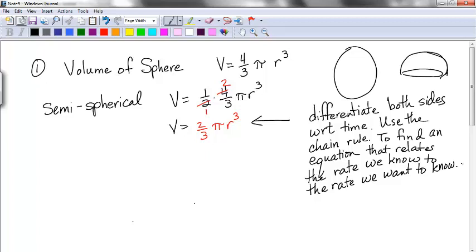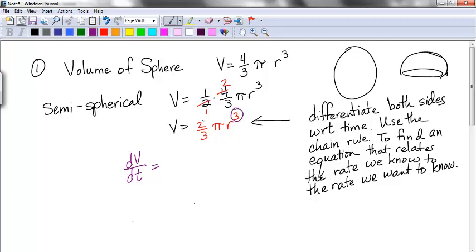Okay? Okay, so the way you do this is you differentiate both sides. So on this line, if we differentiate this side, it would be the rate at which the volume is changing with respect to time. When you read that, the dV over dt, that's the rate at which the volume is changing with respect to time, equals. Now, when you do this, the variable is the r.